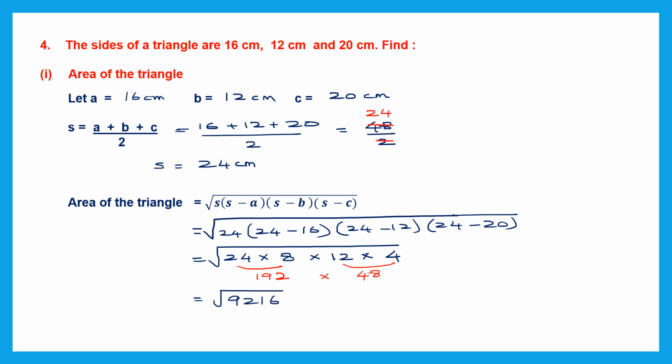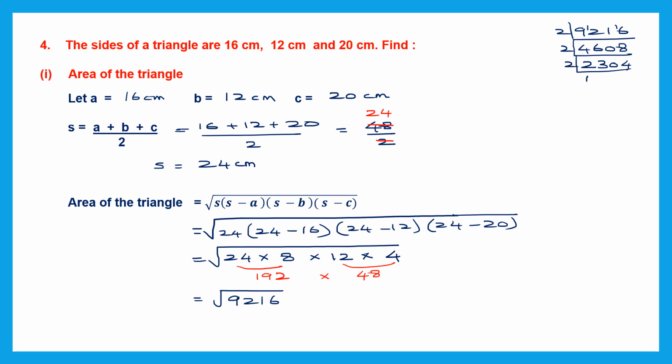9,216. Now let's find all the factors. 9,216. Let's divide this by 2. 2 fours are 8. We have 12. 2 6s are 12. We have 1, so 0 and 16. 2 8s are 16. Then 2 2s are 4, 2 3s are 6, 2 4s are 8.